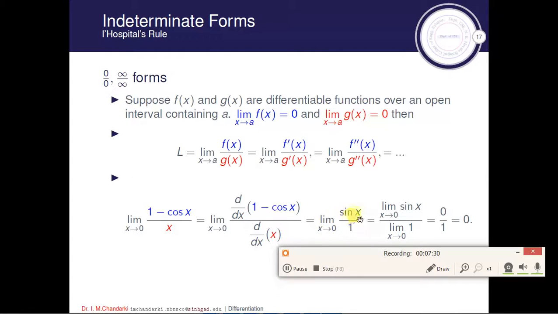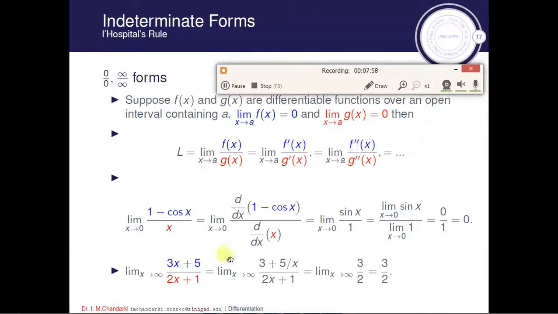So if you put x equal to 0 here, sin 0 is 0, which gives 0 divided by 1, and 0 divided by 1 is not indeterminate. You know that it is equal to 0, it is determinate. That is your answer. So this limit, x tends to 0 of (1 minus cos x) divided by x, was having a 0 by 0 form, and we have reduced it to a determinate form equal to 0.